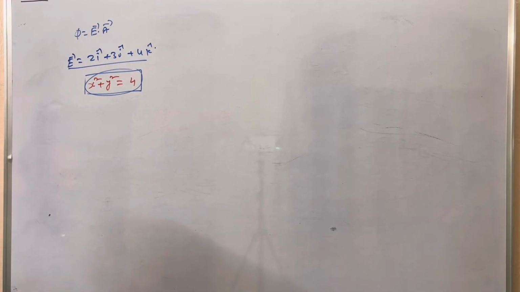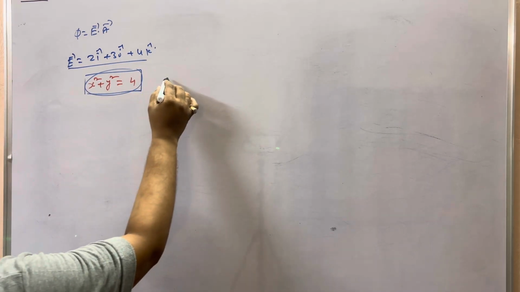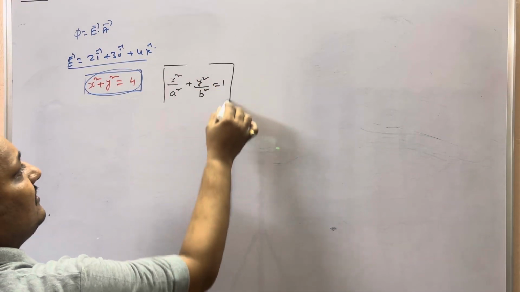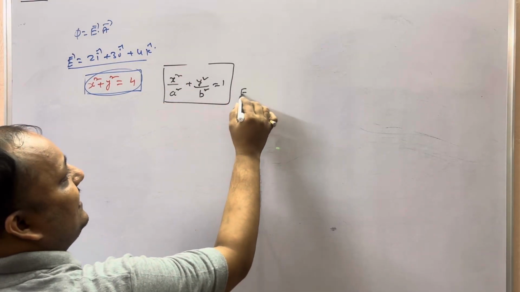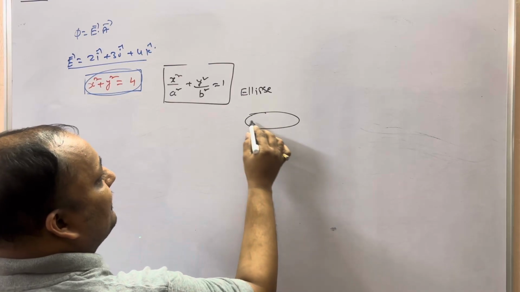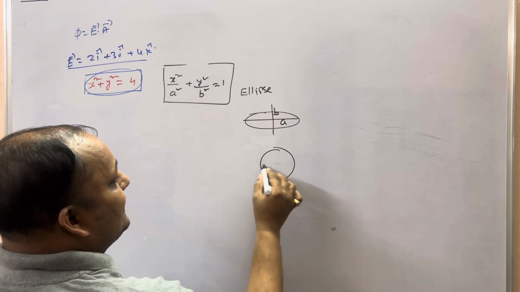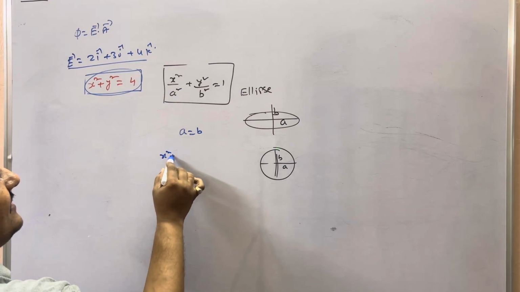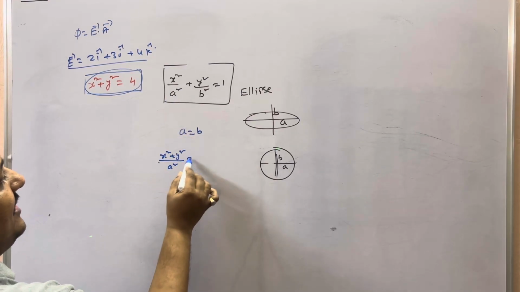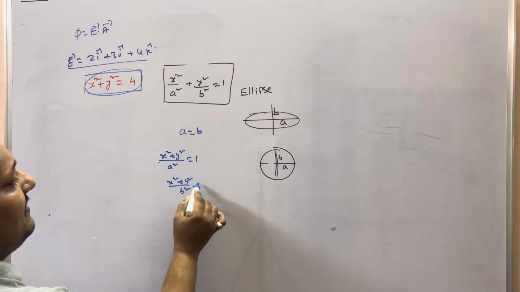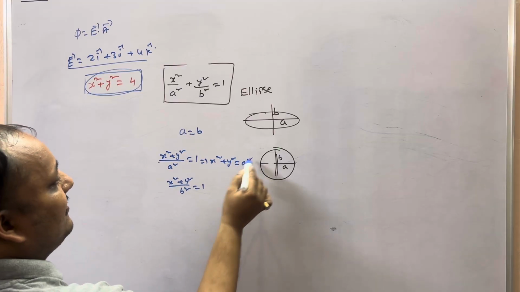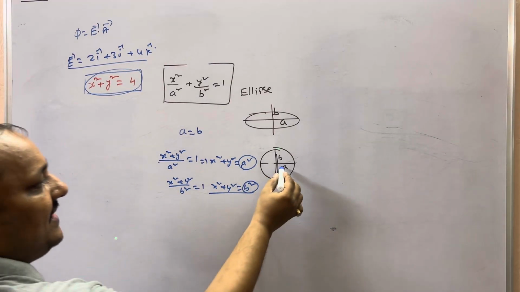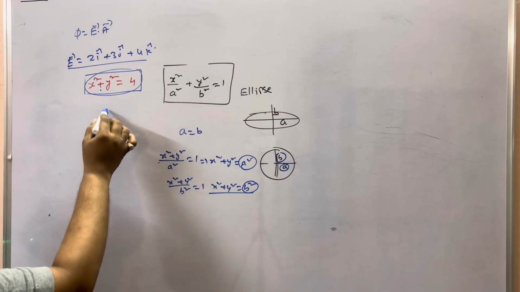First, what does this equation represent? x square plus y square equal to 4 means we came to know x square by a square plus y square by b square equal to 1. This represents an ellipse. When does an ellipse become a circle? We discussed already in basics: if a equal to b, then x square plus y square equal to a square, or x square plus y square equal to b square. Now in place of a square or b square, either a or b, both are going to be the same. Now this equation represents a circle.